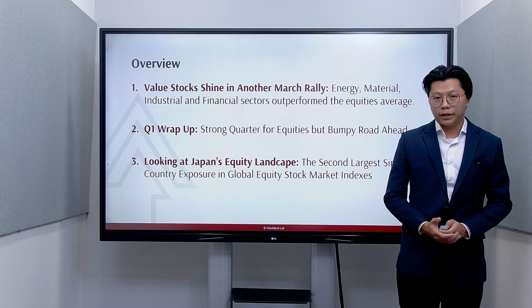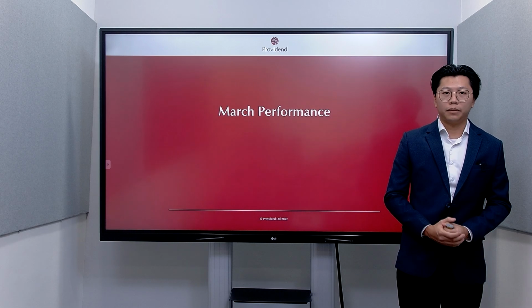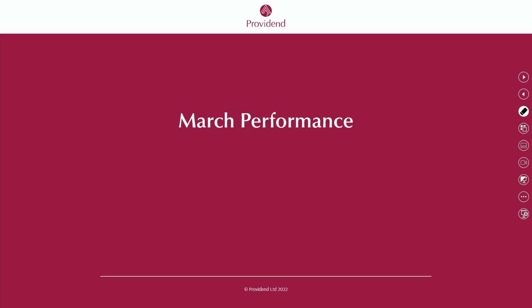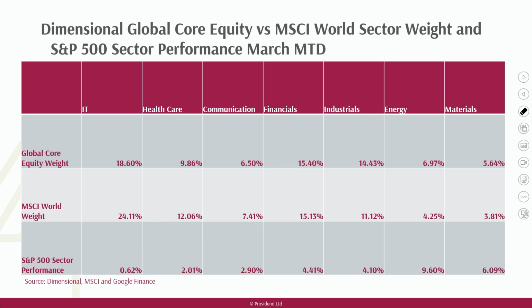Now, firstly, let's go into the March market performance. And you can see here, right now in front of me, what we are looking at is a table that compares the sector allocation of Dimensional Global Core Equity as well as the MSCI World equity weight. As you can see from this comparison between these two indexes, we can see the different weights of each sector that they have put in.